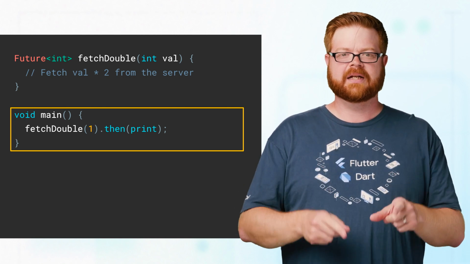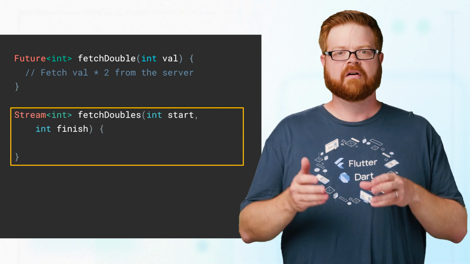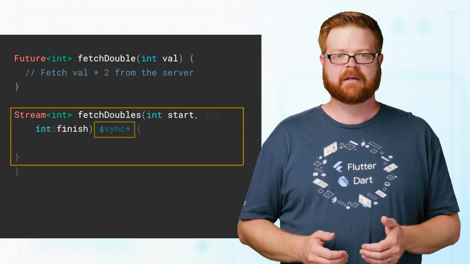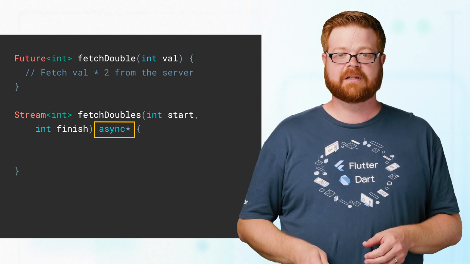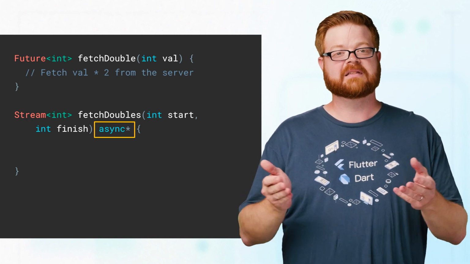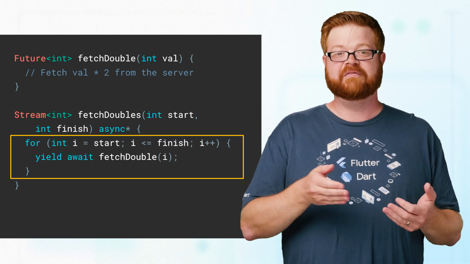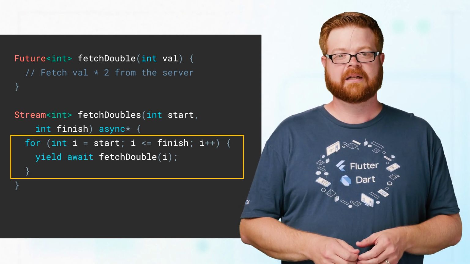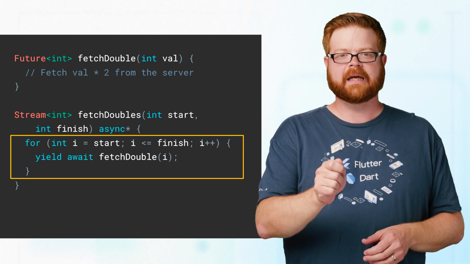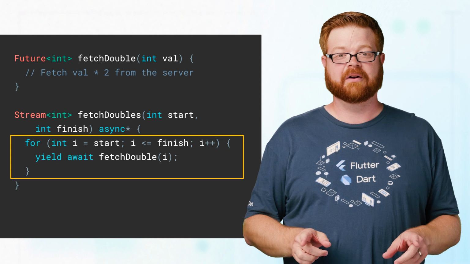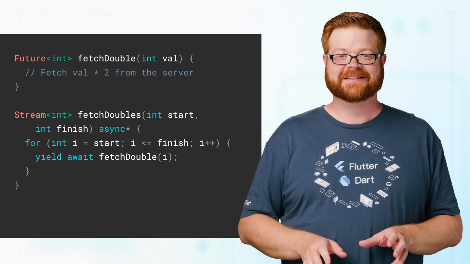That's where I can use an async generator function. First, I declare a function that returns a stream of the right type. Then I add the async star keyword to mark the function as an async generator. Then I use yield to yield the values as I receive them. Notice that the function is calling await to wait on the future from fetchDouble. If this were a synchronous generator, that wouldn't compile.